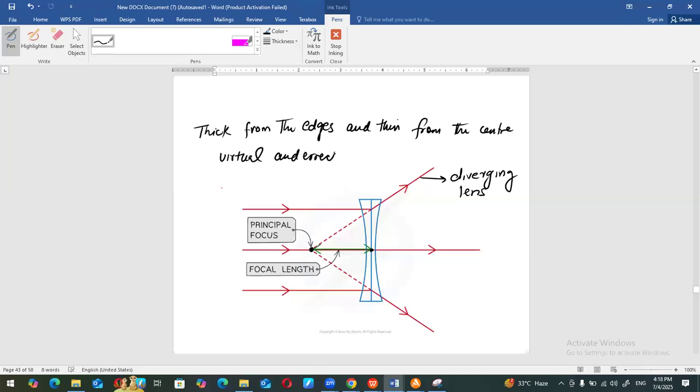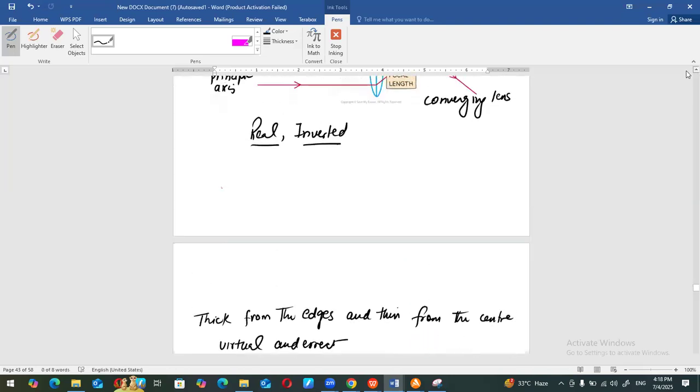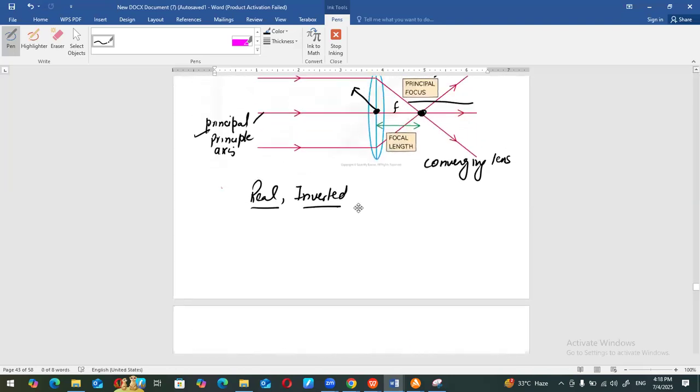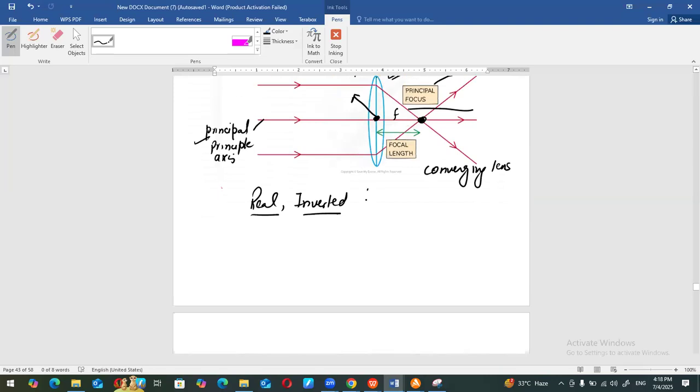Now remember one more very important thing. If the image is real, it should always be inverted. The real object is in the upward direction, the real image should be in the downward direction. So it should be inverted. There can be another example for that. An image which is inverted can be easily obtained on a projector or screen.